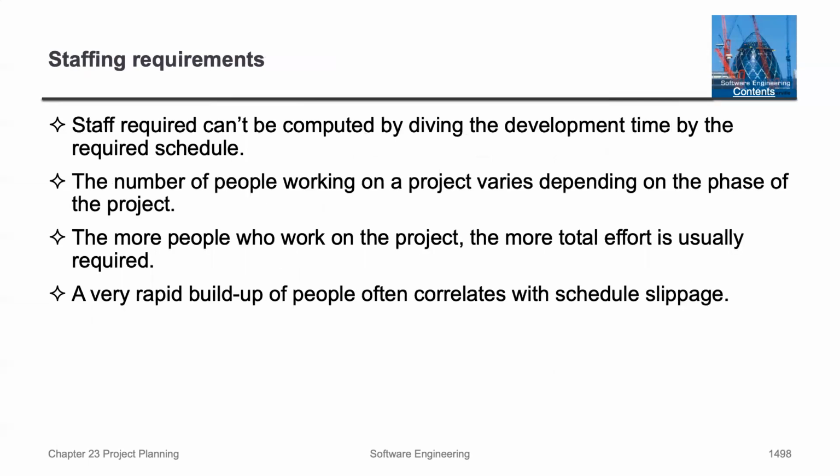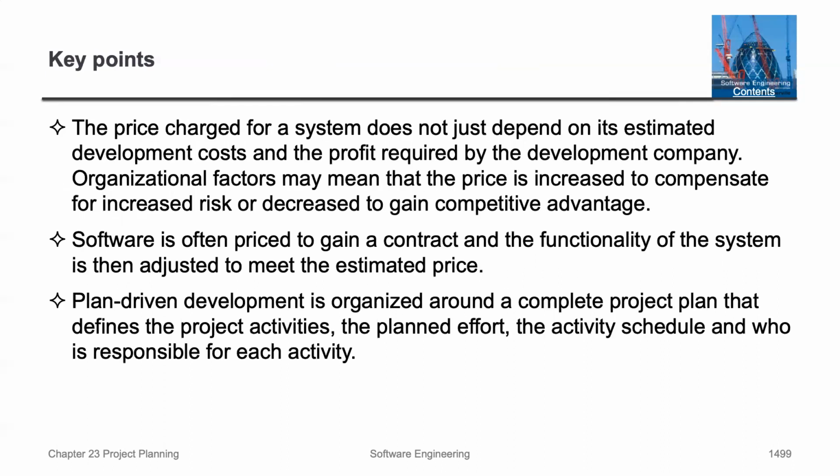For staffing requirements, staff requirements can't be computed by dividing the development time by the required schedule. The number of people working on the project varies depending on the phase of the project. The more people who work on the project, the more total effort is usually required. A very rapid buildup of people often correlates with schedule slippage.